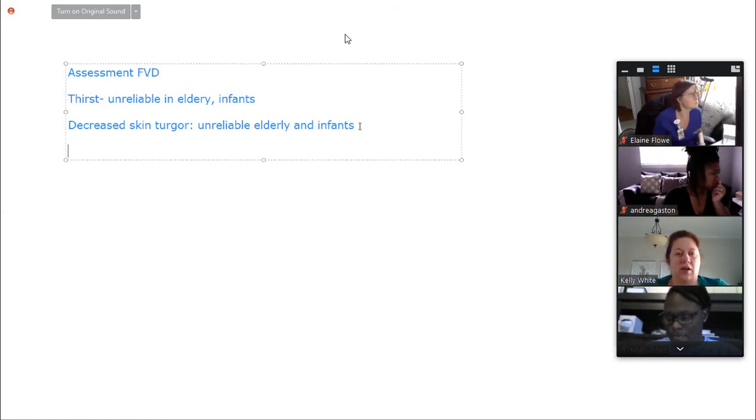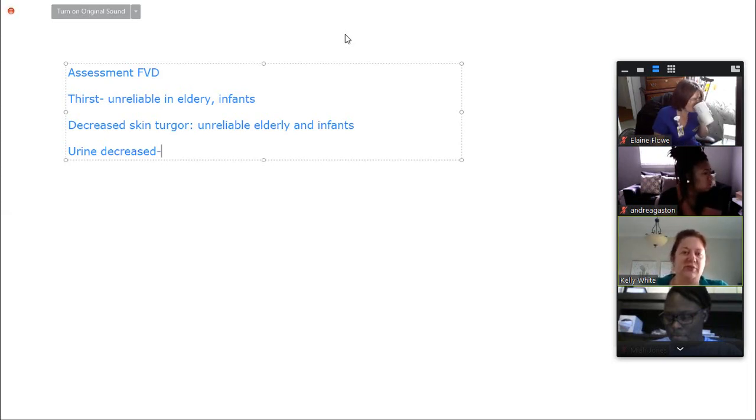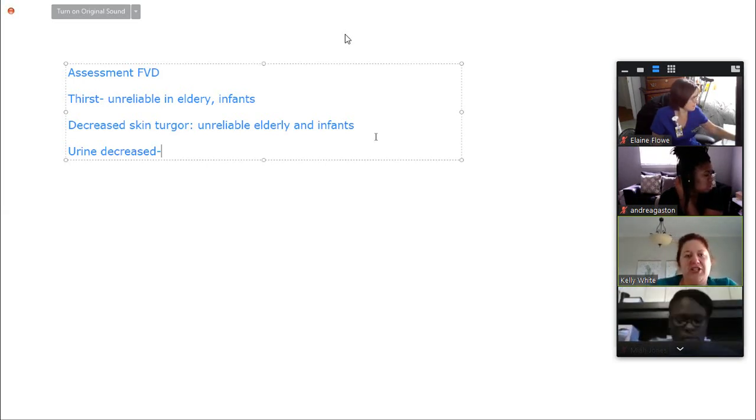Decrease in urine. Yep, decrease in urine. And it's going to be more concentrated, right? When you get up in the morning and you haven't drank all night, your urine is more yellow, right? So if you have a decrease in your fluid volume, you're going to have that darker, more concentrated urine, and you're going to have a decreased urine output. Output decreased.